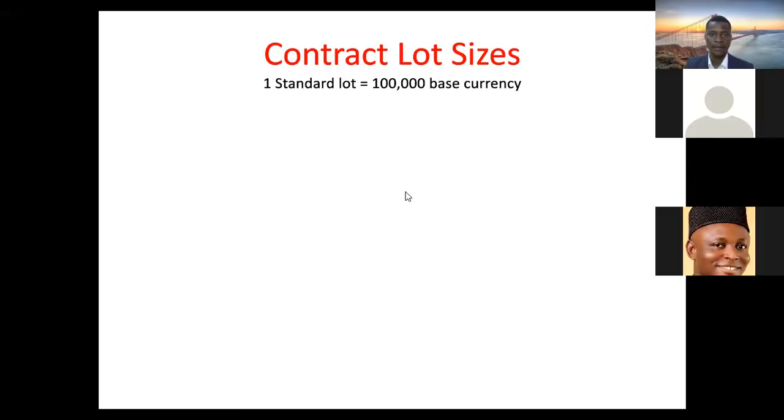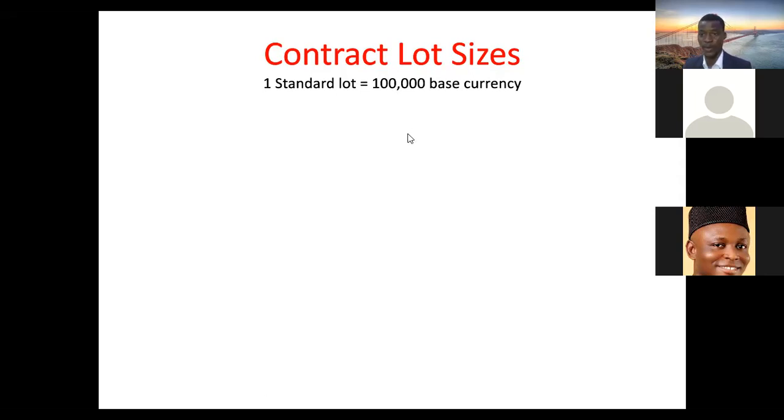So we have what we call contract size. Contract size means one standard lot. There's also what we call lot size. You'll be hearing the question, what lot size do you use? A standard lot size is a contract lot size of 100,000 base currency. So if you use a standard lot size, it means you are purchasing 100,000 base currency.